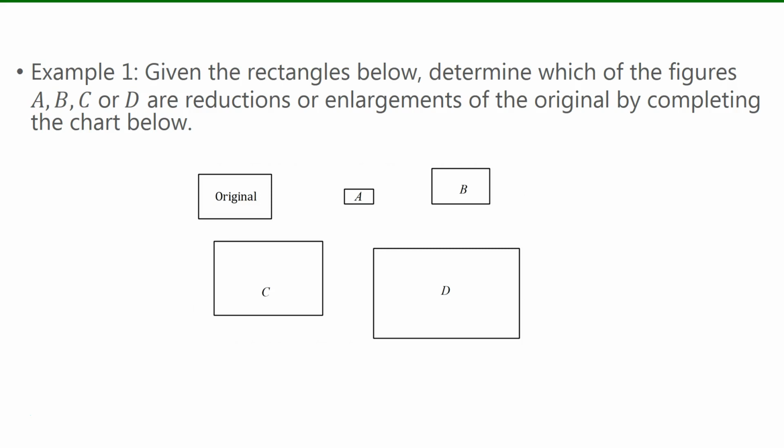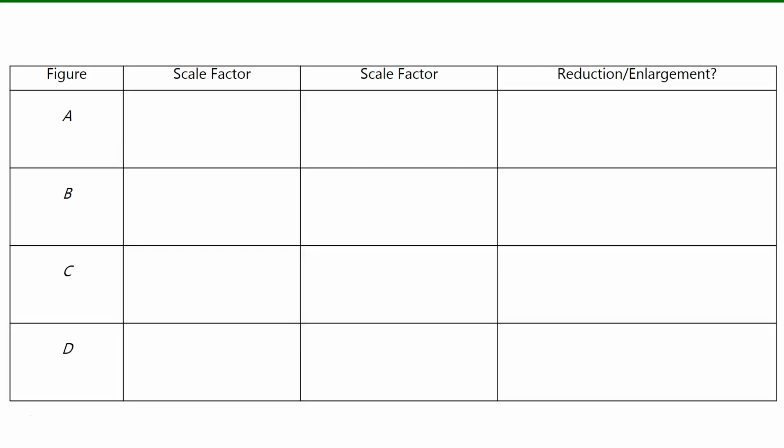In example 1, we're given some rectangles, and we have to determine which of the rectangles, A, B, C, or D, are reductions or enlargements of the original using the chart below. Now in this chart, we're going to start by comparing figure A to the original by determining the ratio of two corresponding sides to see if they are the same.